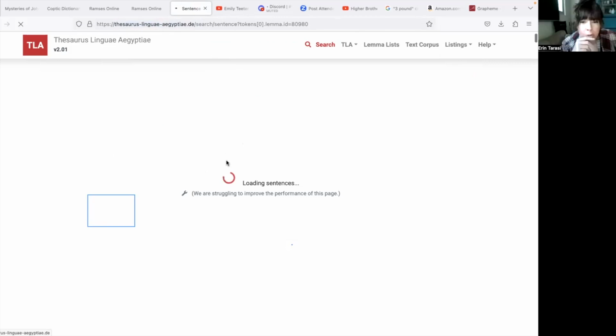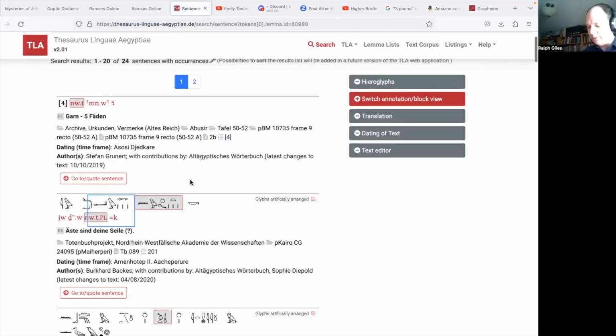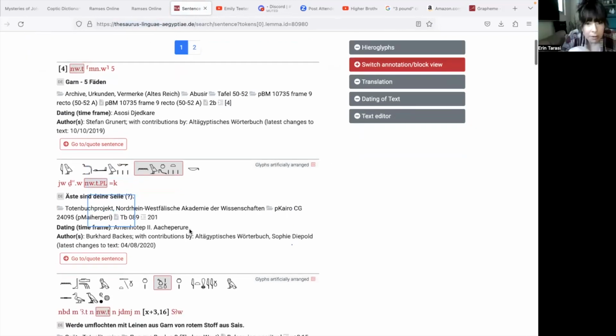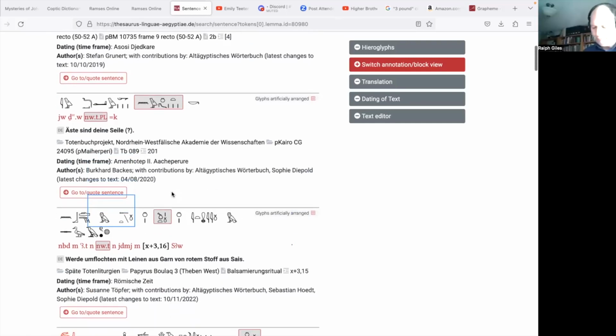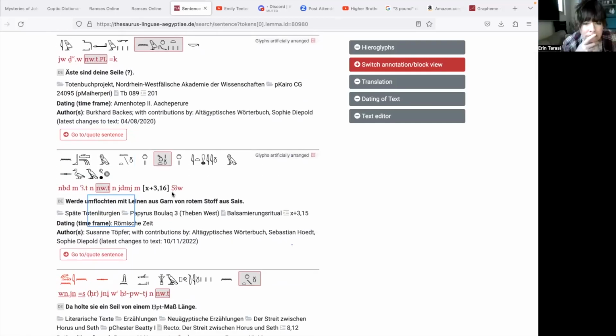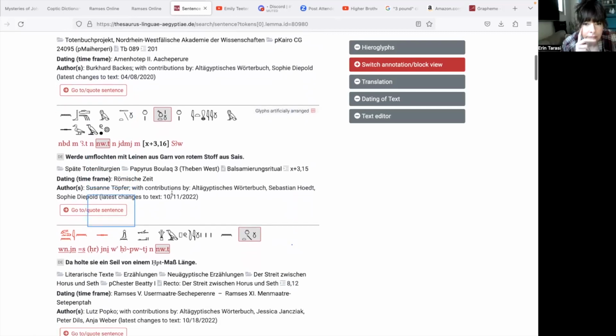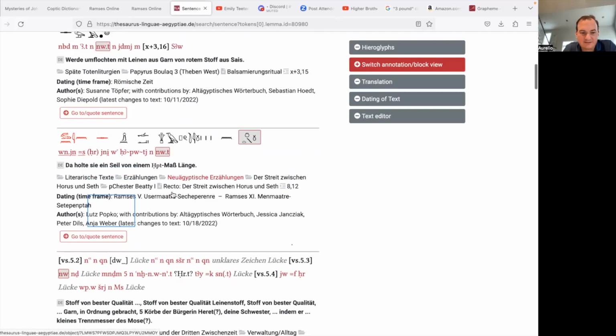We are struggling to improve the performance of this page, really struggling. So Alan does say the adds is spelled with a phonogram nw. So it's just double nw. Oh, here we go. It's under there. It could be under the nw, yeah, you're right. You can put it under the nw, which fits better, right? Yeah, it does.